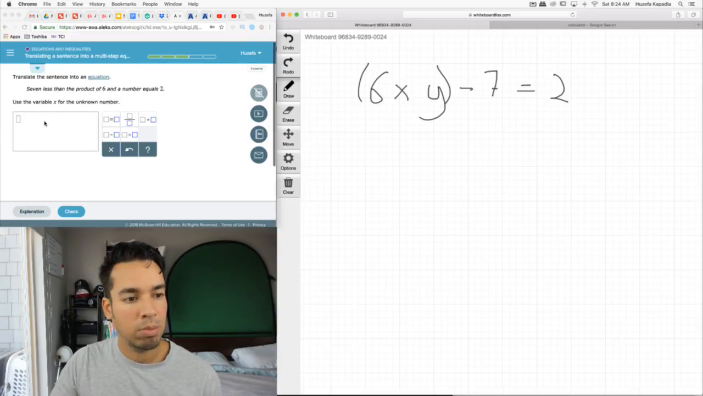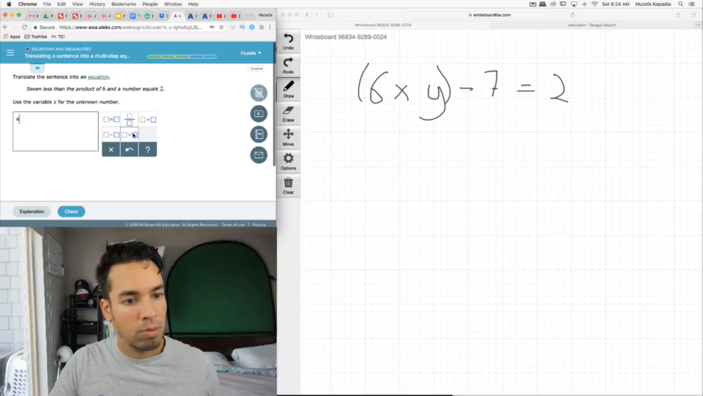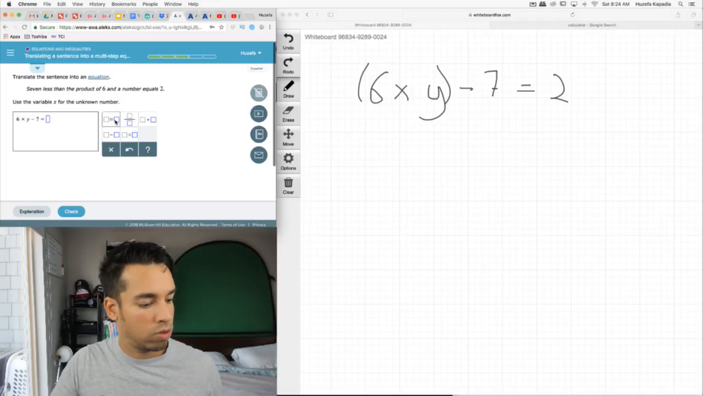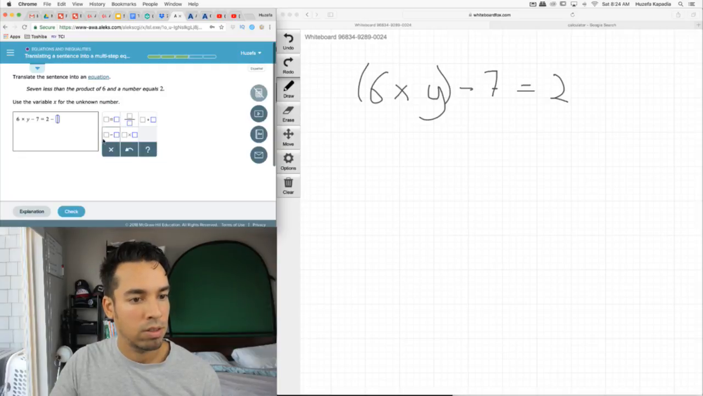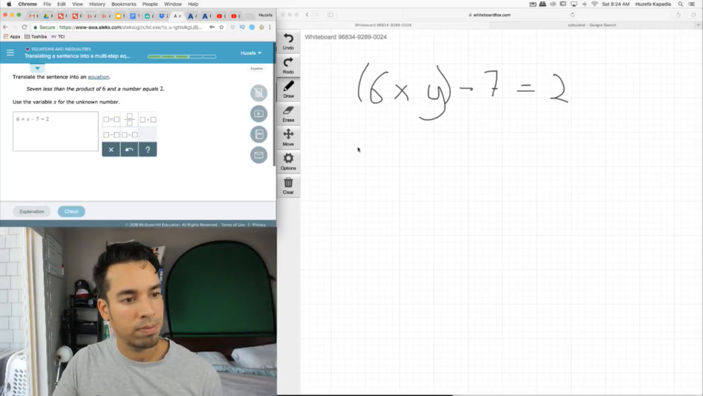Here again, we don't need the parentheses. I just kind of put them up there. But we do 6 times y minus 7 equals 2. Oh, it wants x. It wants x for the variable. See, that gets a little confusing because it's 6 times x, but it's okay.